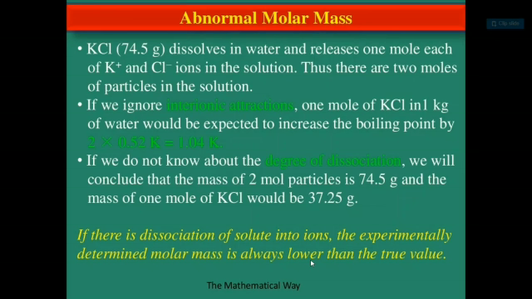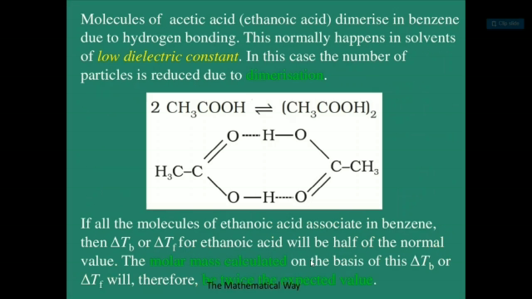That means each particle gives 2 ions. One is a plus ion, the other is a negative ion. They are separated, which shows in the molar mass. If there is dissociation of solute into ions, the experimentally determined molar mass is always lower than the true value.